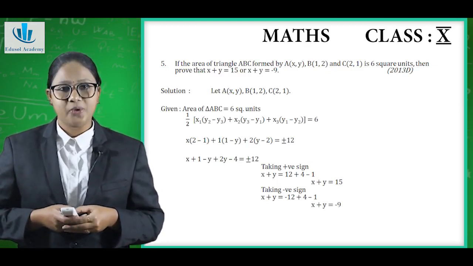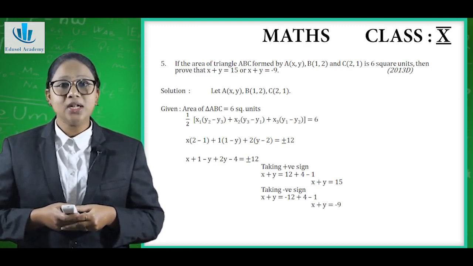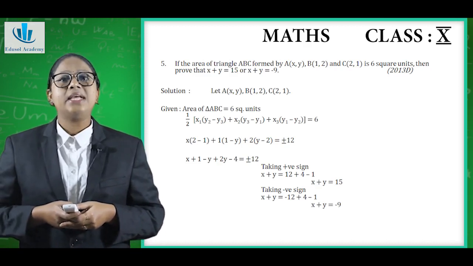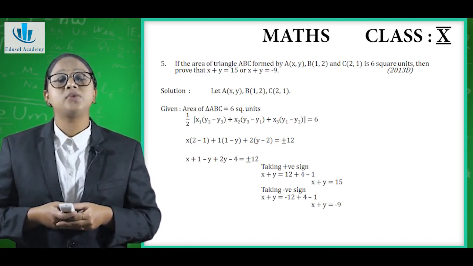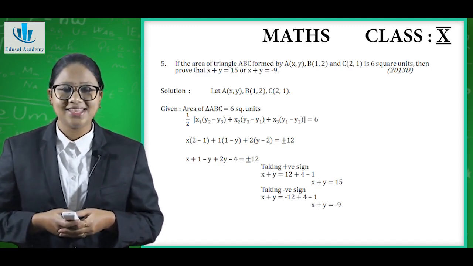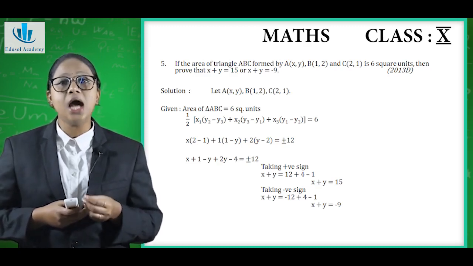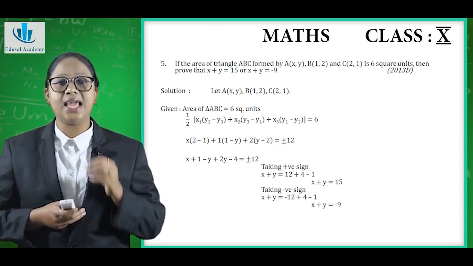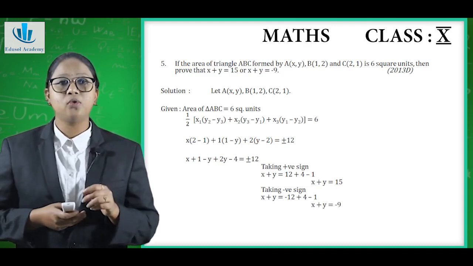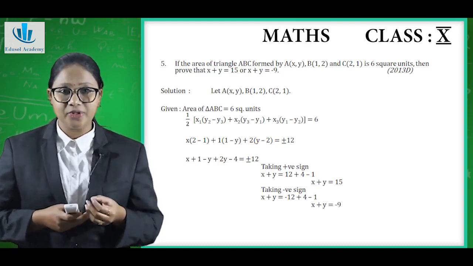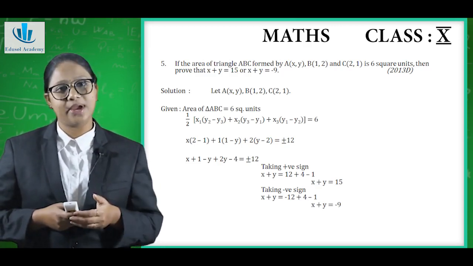If the area of triangle ABC formed by A(x, y), B(1, 2) and C(2, 1) is 6 square units, then prove that x + y = 15 or x + y = -9. So, again the vertices are given, but for the first vertex A, the coordinates are in the form x, y, but that's okay. We are given the area of the triangle, and we have to prove a relation connecting x and y. So, let it be x and y itself.